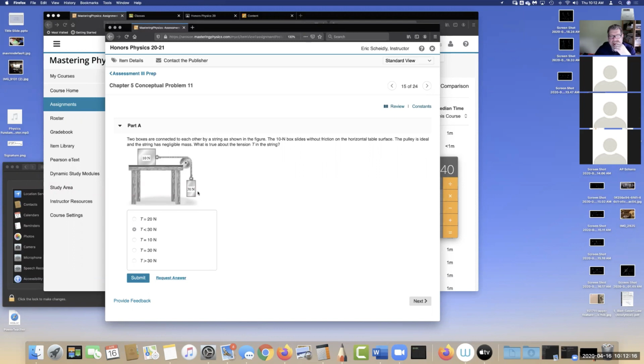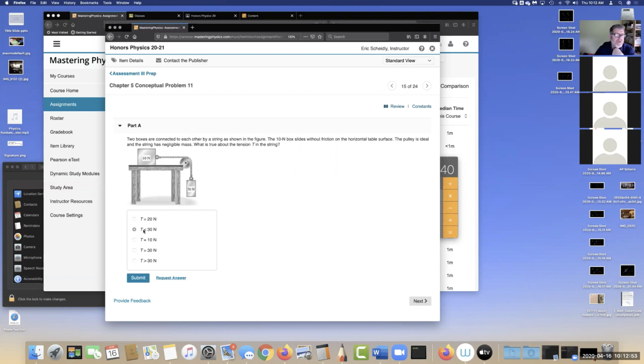But here's the thing about my answer that I just put in here. I'm saying that T has to be less than 30, and that's true. But 20 is less than 30. 10 is less than 30. Right? So I know that it's not T equal to 30, because if T was equal to 30, then this thing wouldn't fall. Its weight downward and the tension upward would be the same, and it wouldn't fall. And I know T can't be greater than 30, because if the tension were greater than 30, then the tension upward would cause this thing to rise. So I know that it's one of the first three answers.